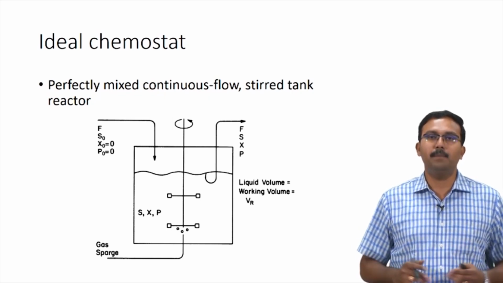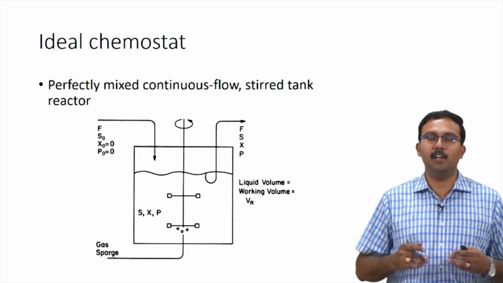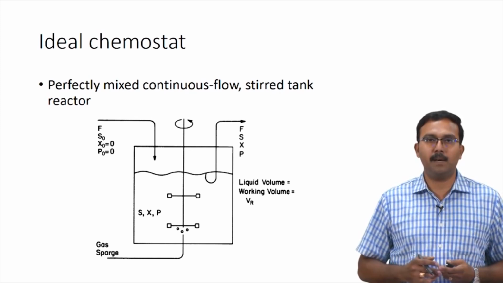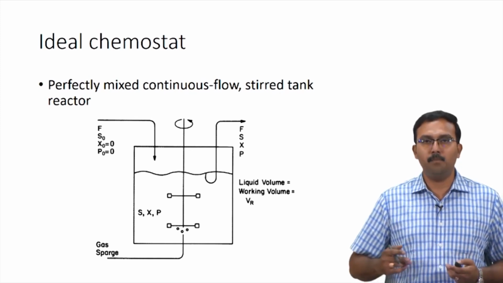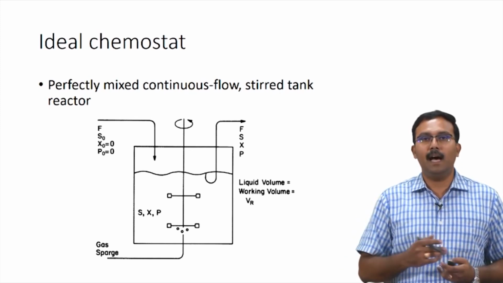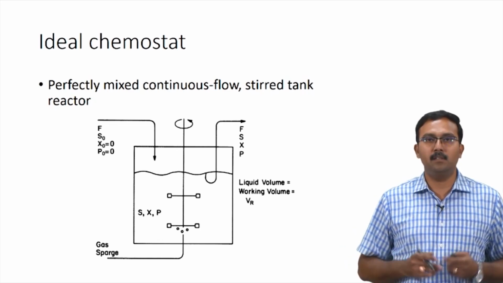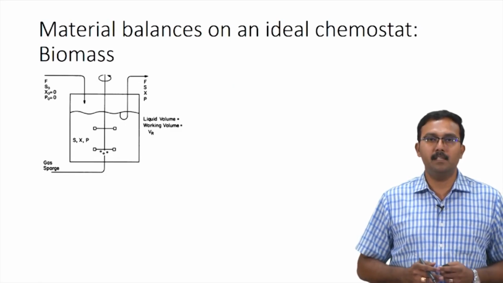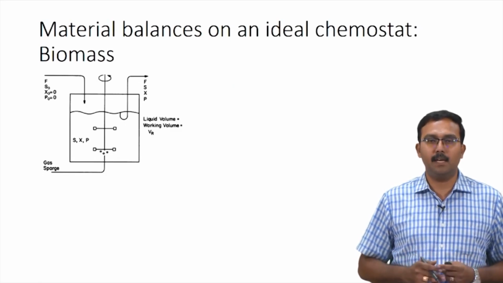This is usually present because bacterial cells need a lot of oxygen to grow, and this oxygen is supplied using a gas sparge, which supplies either pure oxygen or air to provide oxygen to the cells to grow. So, let us now perform material balances for such an ideal chemostat.